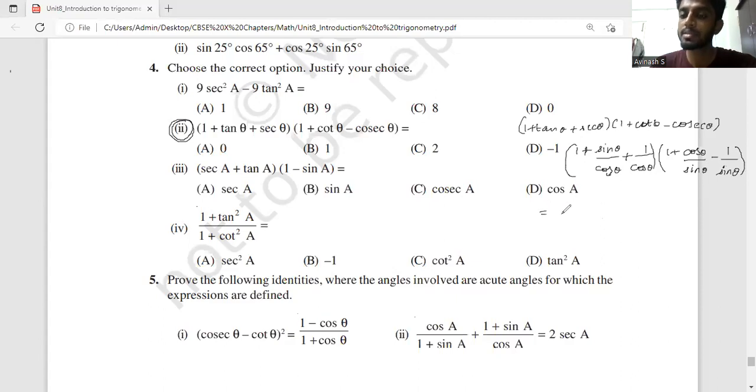Now the next step is to take the LCM. So this will become cos theta plus sine theta plus 1 whole divided by cos theta, when we take the LCM. And this would become sine theta plus cos theta minus 1 divided by sine theta.